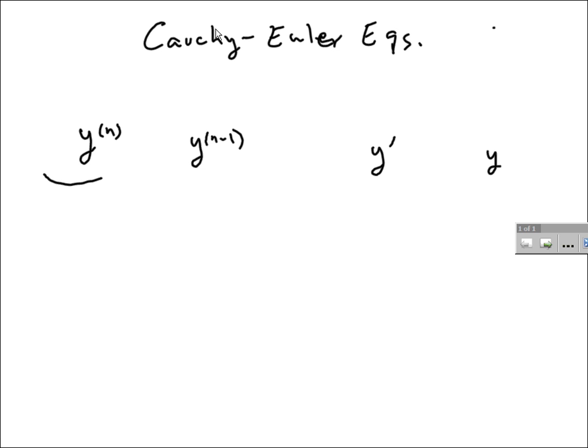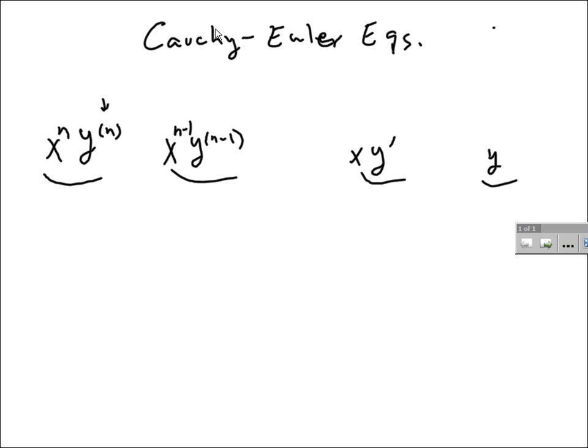Now, in each of these terms, you're going to have x to a power. And the power is always going to correspond to the number of times you're taking a derivative of y. That is, here you'd have x to the n, x to the n minus 1, x to the 1, which I'll just write as x, and x to the 0, which is 1, times y, which is just y.